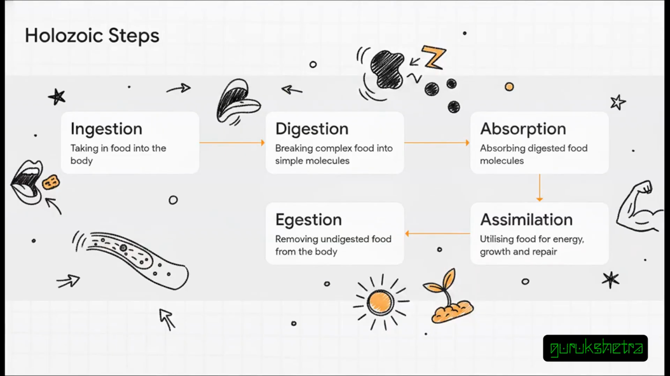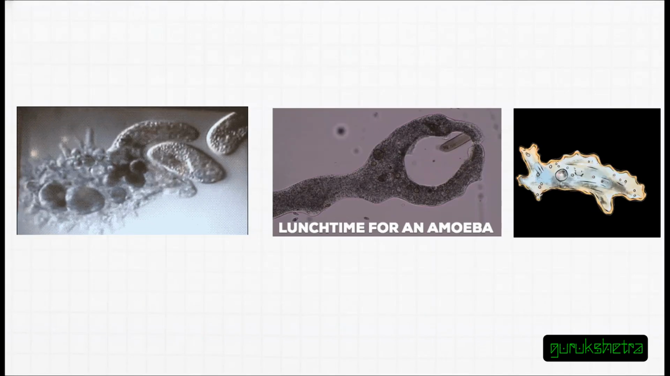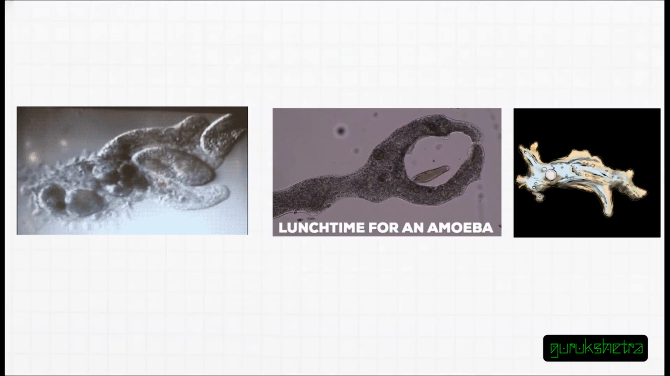Step 1 is ingestion, simply taking the food in. Step 2 is digestion, breaking that complex food down into simple molecules. Step 3 is absorption, soaking up those digested molecules. Step 4 is assimilation, actually utilizing that food for energy, growth, and repair. And finally, step 5 is egestion, getting rid of the undigested waste from the body. Let's look at exactly how the little amoeba pulls off those 5 steps.